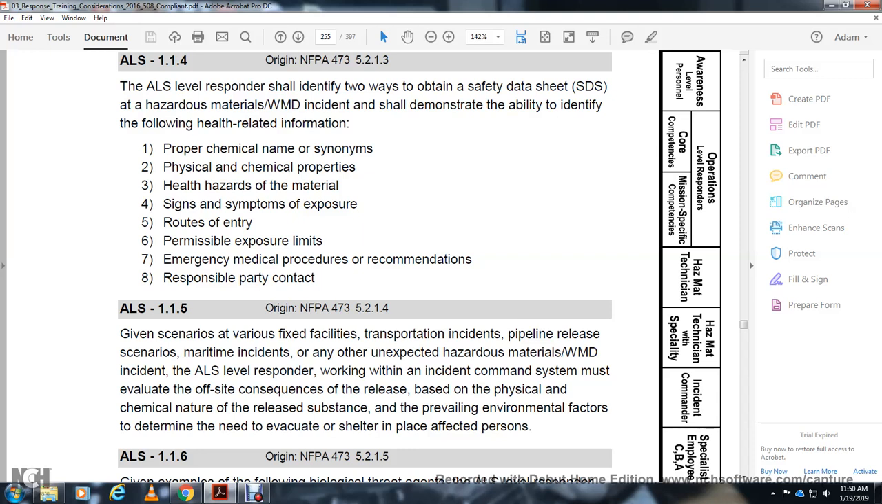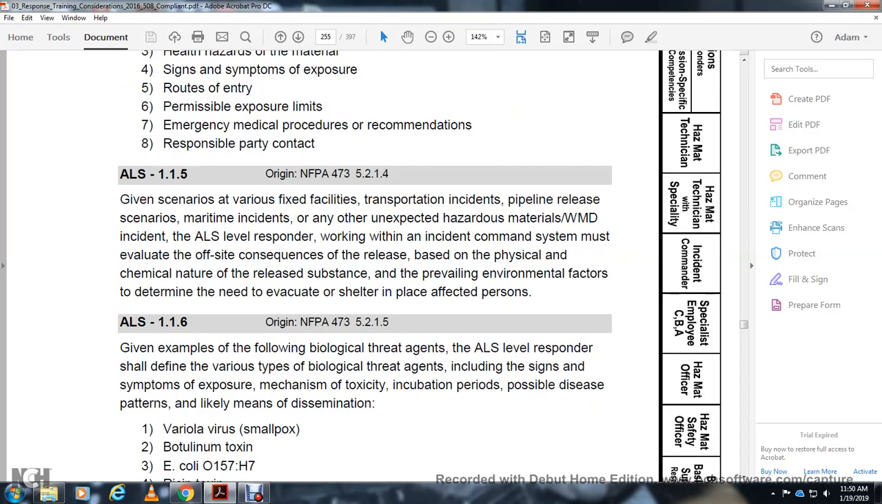Advanced life support, advanced life support level of response working with the incident command system must evaluate the on-site consequence of the release based on the physical and chemical nature of the related substance and the prevailing environmental factors that determine the need to evacuate or shelter in place the affected area.